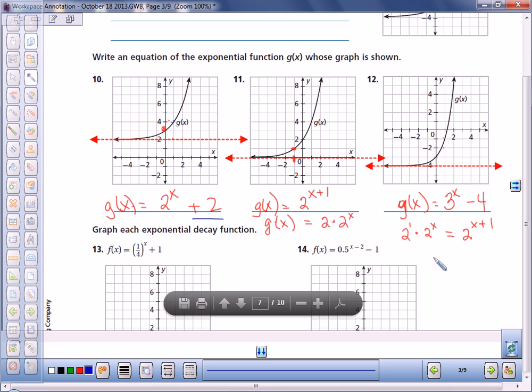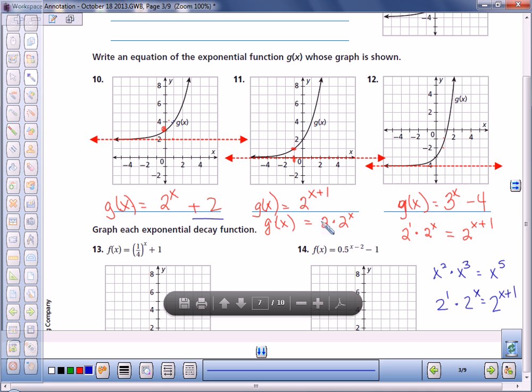Yes, you are. Because some of you know this rule already, and some of you are about to learn it. When we multiply like bases, so if we had x to the second times x to the third, we add the exponents, right? If I took this problem right here, 2 to the first times 2 to the x, could I write it as 2 to the x plus 1? Yes. So do you see that this is equivalent to this? So we could either write this as a shift left 1 or as a vertical stretch by a factor of 2.